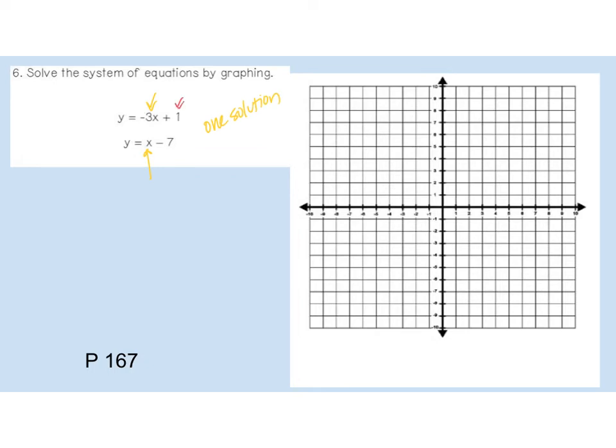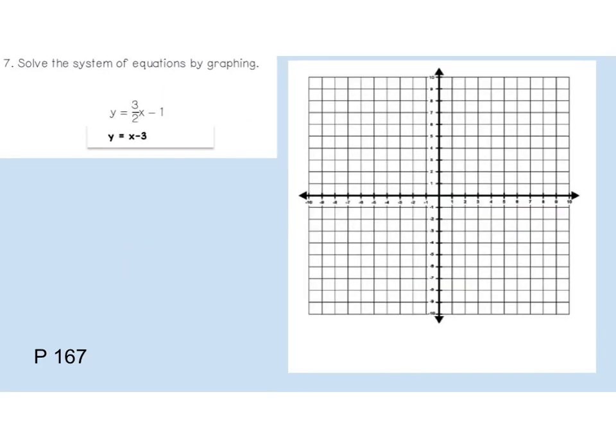My first equation has a y-intercept of 1, and then a slope of down 3/1, down 3/1, down 3/1. And my second equation has a y-intercept of -7, and a slope of, there is no number in front of x, so that means that it's 1x, or 1/1x. So up 1/1, up 1/1. And that ends up with a solution right here of over 2, down 5. So 2, -5.